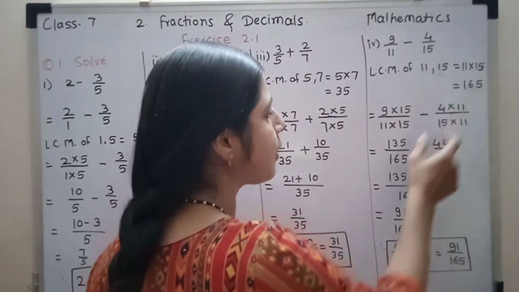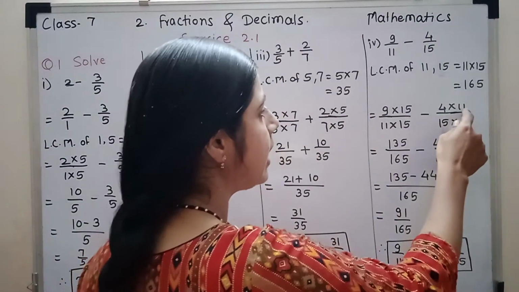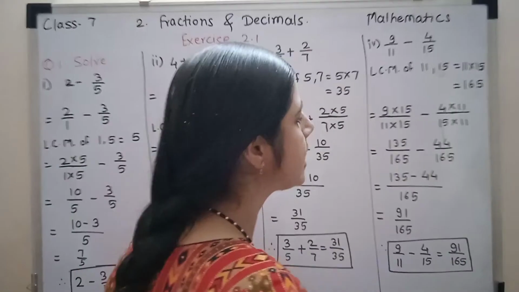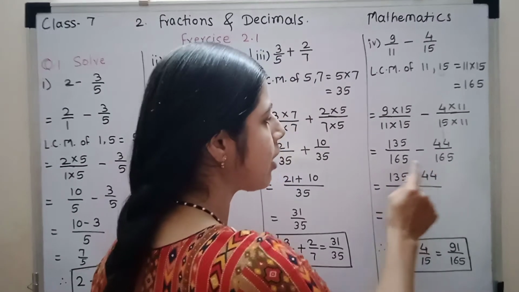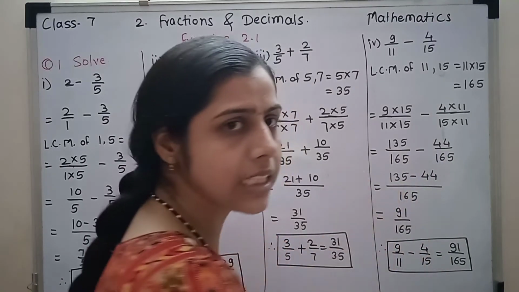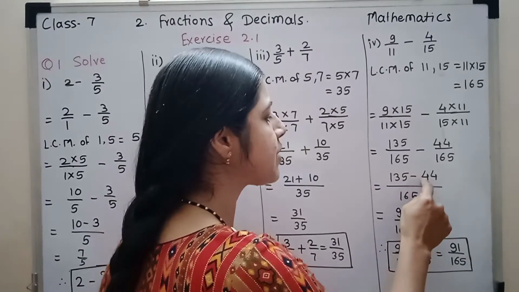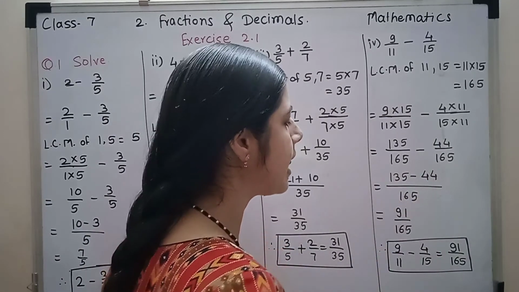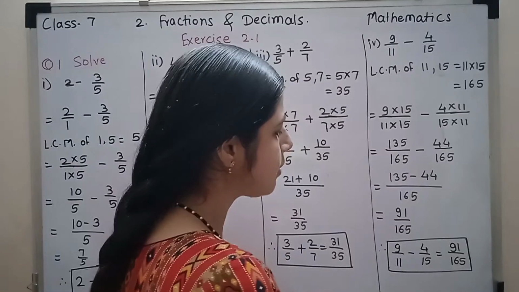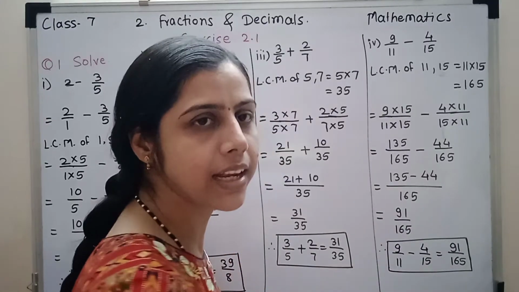See, whatever we have calculated, this number will appear over here. So, 11 into 4 is 44. Similarly, 15 into 11 is 165. So, we can observe over here, both the fractions have the denominator 165. So, the numerator will be 135 minus 44 divided by 165. Now, subtracting 135 minus 44 is what? 91 divided by 165. So, this is our final answer.